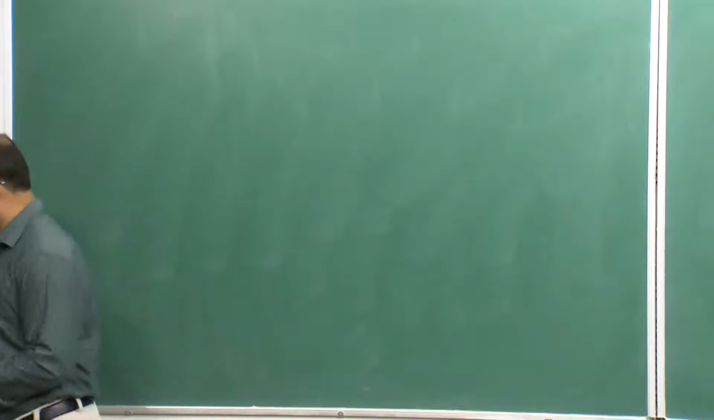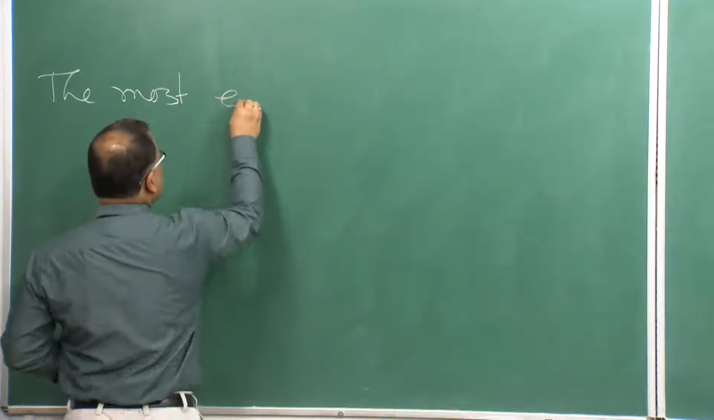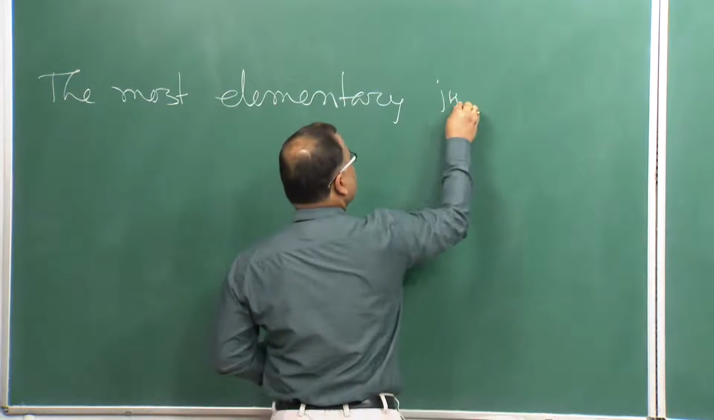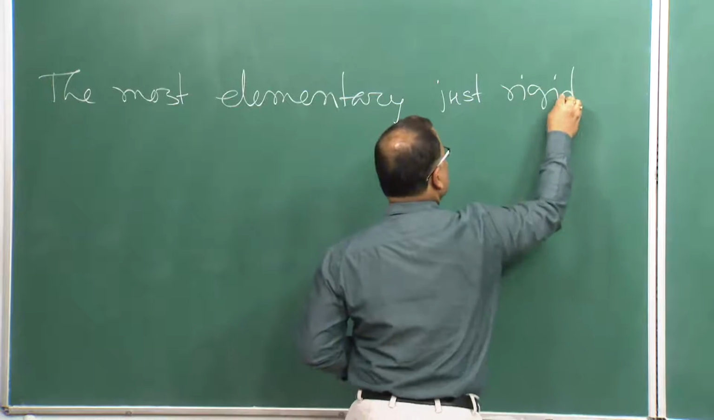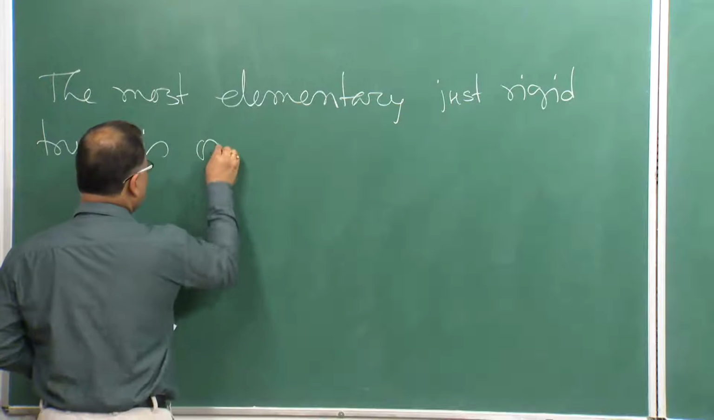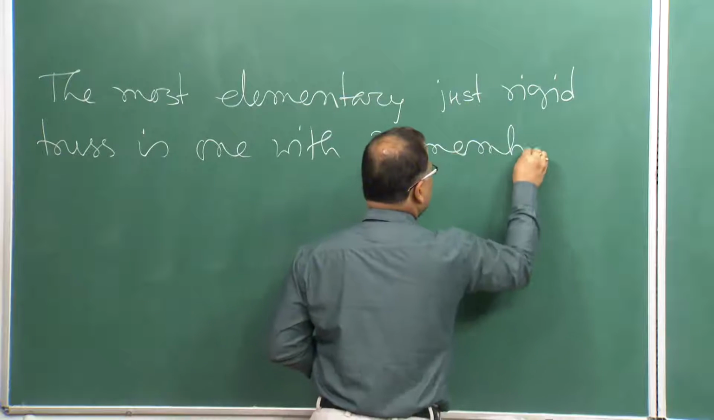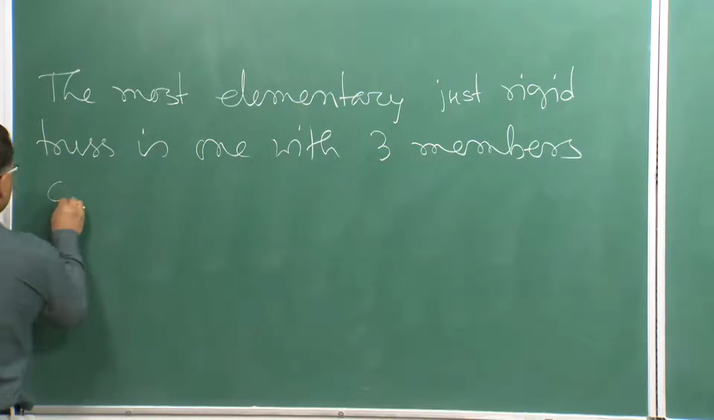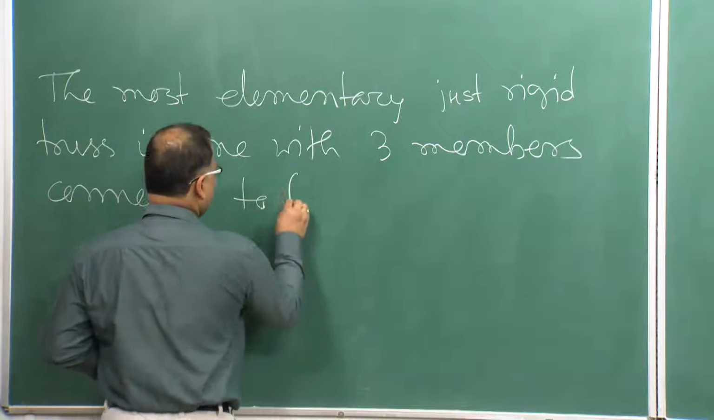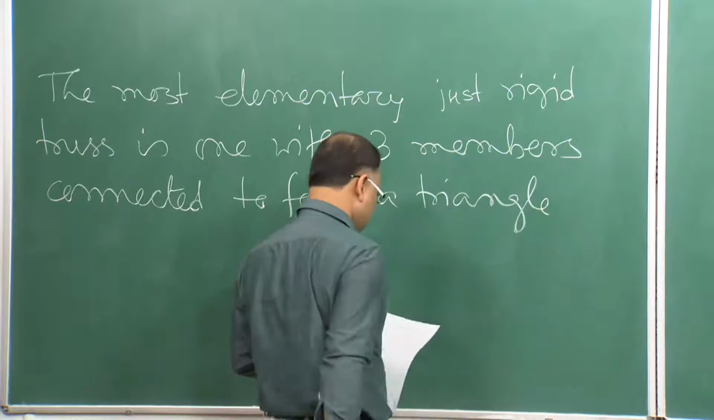For that we can simply write: the most elementary just rigid truss is one with 3 members connected to form a triangle. Okay.